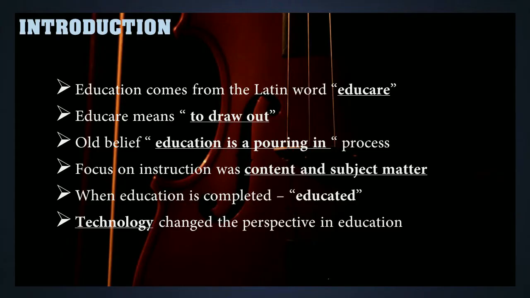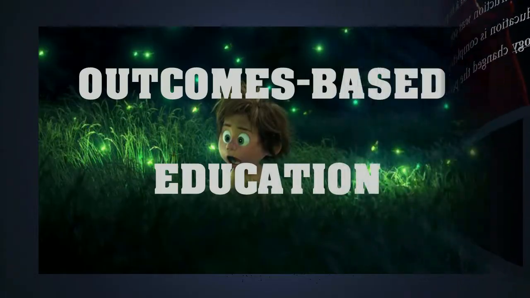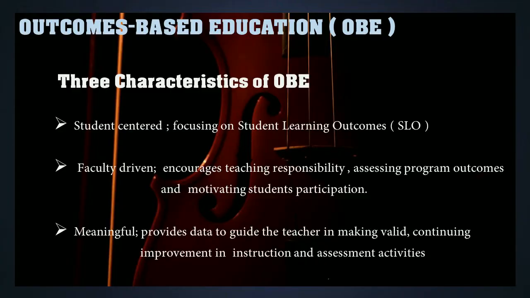And everybody believed that when education is completed, we can call ourselves already what? Educated. But in modern times, technology changed the perspective in education. That's why today, we have already the outcomes-based education, what we call OBE. There are 3 characteristics of OBE. OBE is student-centered, faculty-driven, and OBE is meaningful.